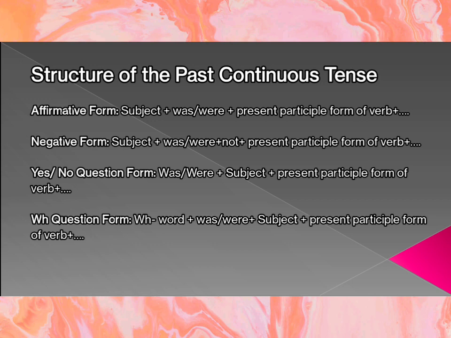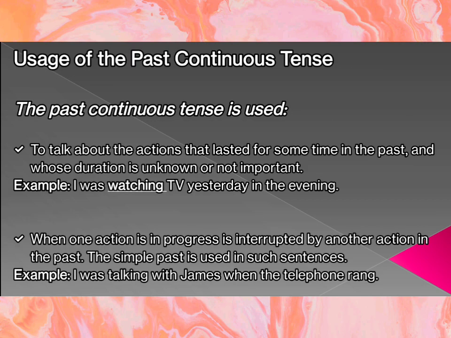If I'll talk about yes or no questions, was or were will be there first, then subject, and then present participle form of verb. Like, was she dancing? WH question. WH word plus was or were plus subject plus present participle form of verb. What was she doing? Now we come to the usage of the past continuous tense. First, to talk about the actions that lasted for some time in the past and whose duration is unknown or not important. Like, I was watching TV yesterday in the evening.